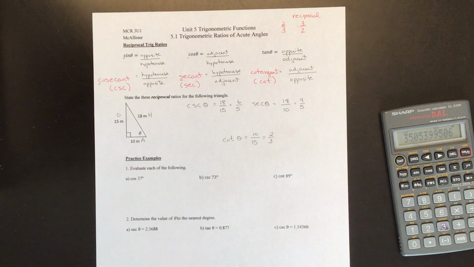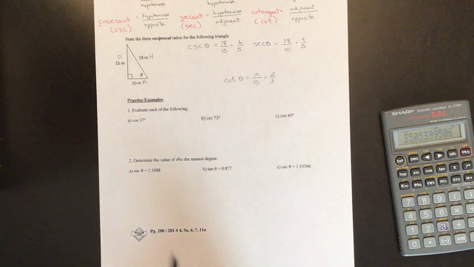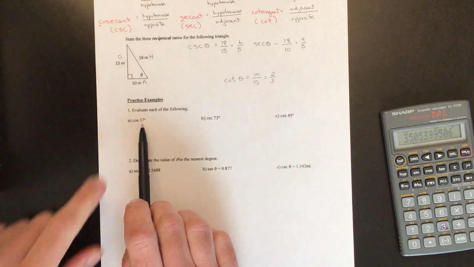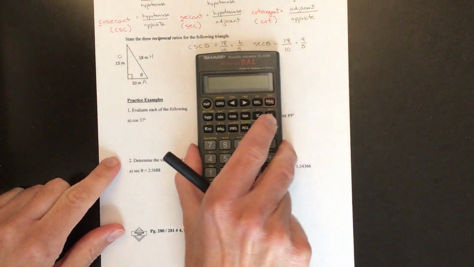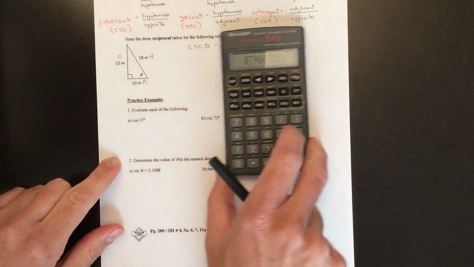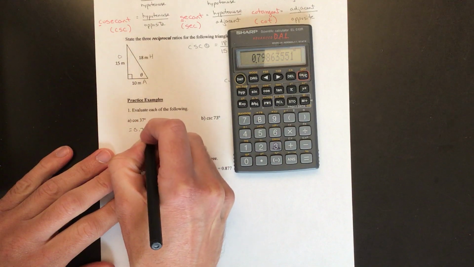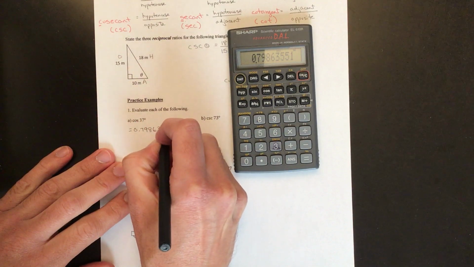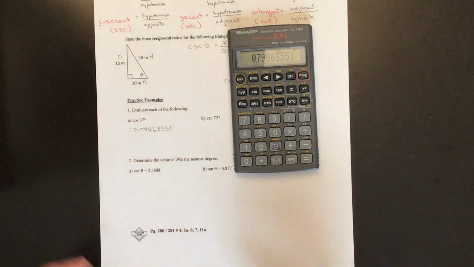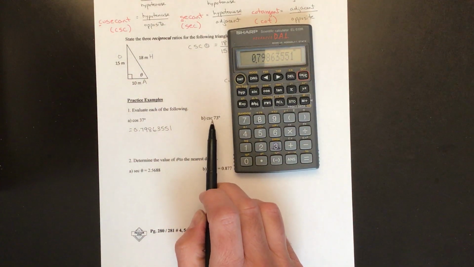And we'll finish off with a couple other examples that I just wanted to look at here. Evaluate each of the following. So cos 37 is pretty straightforward. I'm just going to type in cos of 37 degrees. I get my decimal equals 0.798635551. Makes sense.